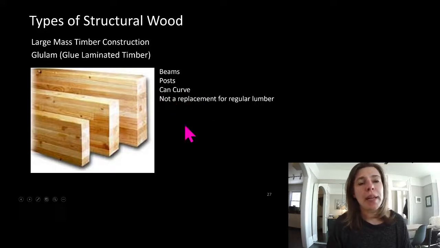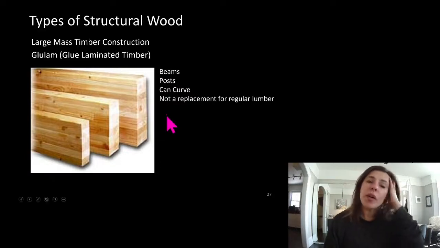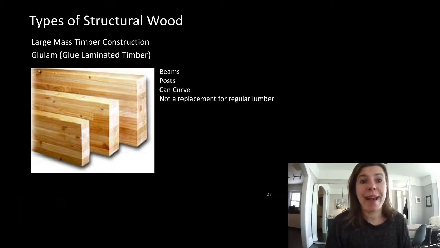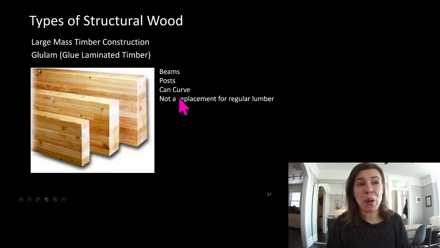Glulam, or glue laminated timber, we're not going to go into too much in this lecture, but we are going to touch on it. This could be moving into the realm of mass timber. We can still use it with our other lumber as well. We would use it for beams, we can use it for posts, you can curve it. It's not a replacement for regular lumber. It's usually being used on a grander scale than that. You can maybe use it in conjunction with regular lumber, but this would be to replace steel, for example.